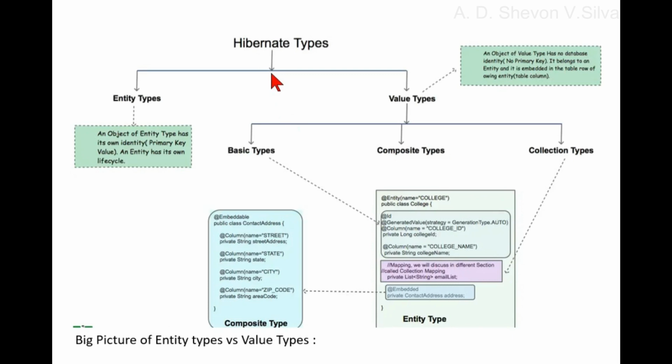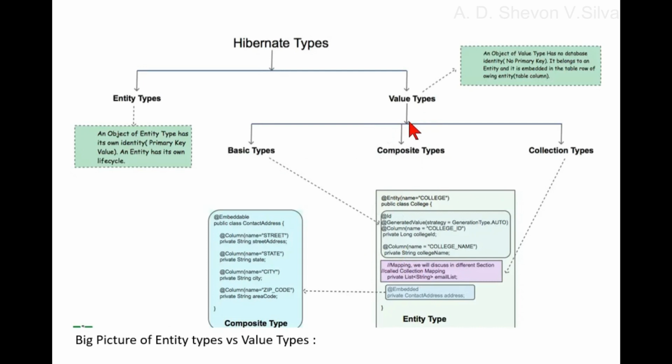Here you can see Hibernate has two types, entity types and value types. Entity types: an object of entity types has its own identity, primary key value. An entity has its own life cycle. Value types: an object of value types has no database identity, no primary key. It belongs to an entity and it is embeddable in a table row of the owning entity table column.